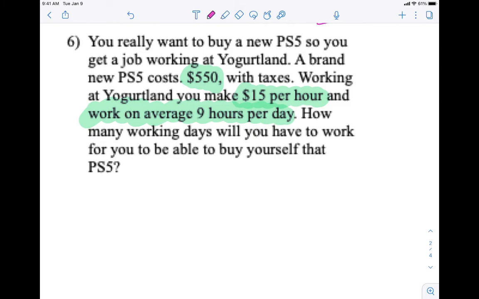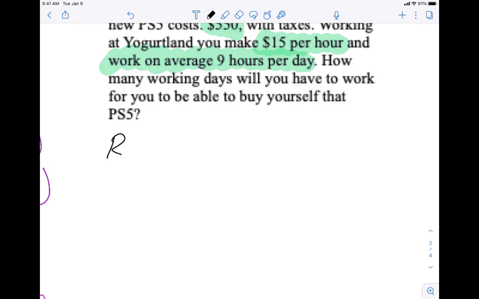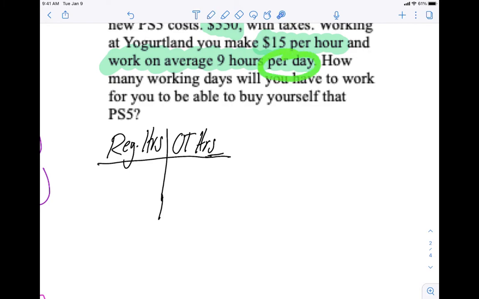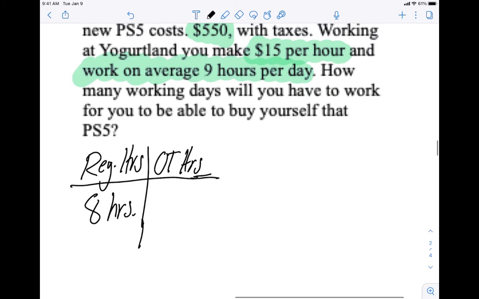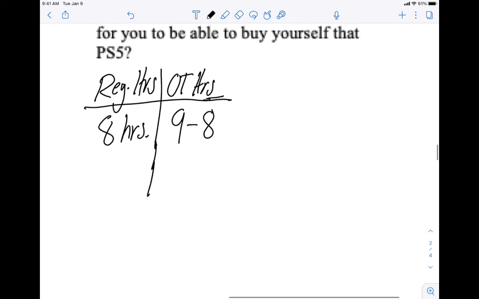Okay, let's set it up. Same setup. Okay, regular hours, overtime hours. Okay, so we're talking about per day here. So per day, 8 hours are regular hours. So to figure out the overtime hours you work, you subtract the 9 hours you worked minus the regular hours, which is 9 minus 8 is 1 hour. So 1 hour of overtime.